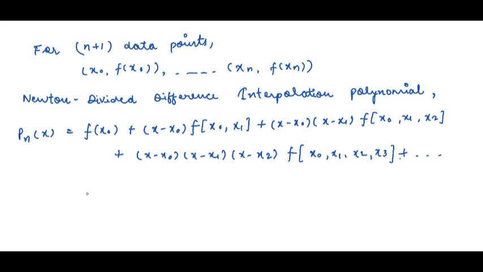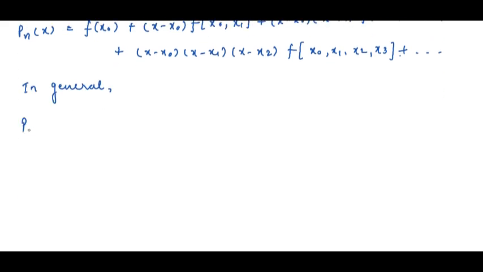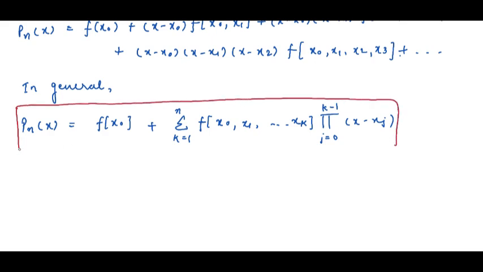And in general it becomes P_n(x) equals f(x0) plus the summation of f[x0, x1, ..., xk], where k is starting from 1 up to n, multiplied by the product of (x minus xj), where j is starting from 0 up to k minus 1. And this is the Newton divided difference interpolation formula.